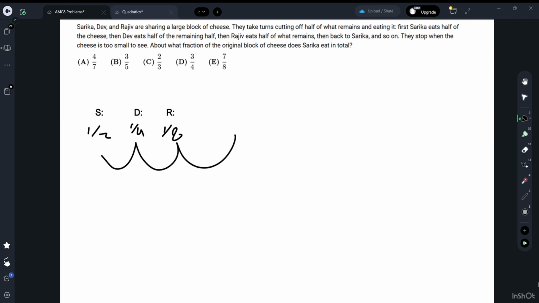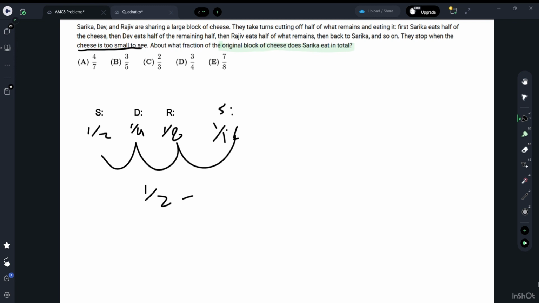Well, let's see, what does the question ask? The question asks, how much of the original block of cheese does Sarika eat in total? So we're focusing on only S. So the next time she eats 1/16, which is half of 1/8. So let's see. About what fraction does she eat in total? So we're trying to find the total, which is the sum. Well, it also says when it's too small to see. That's basically saying this goes on forever and ever and ever.